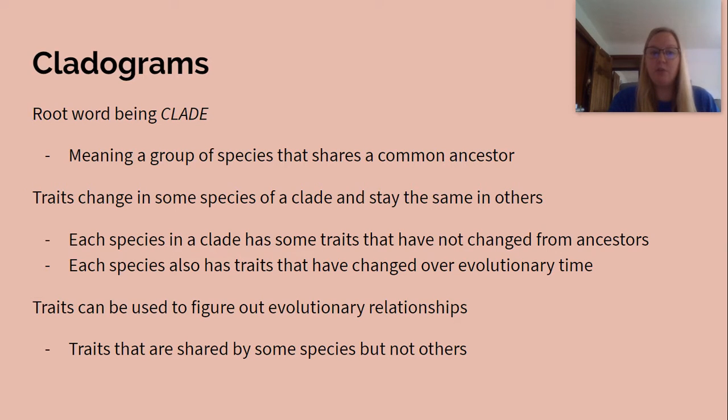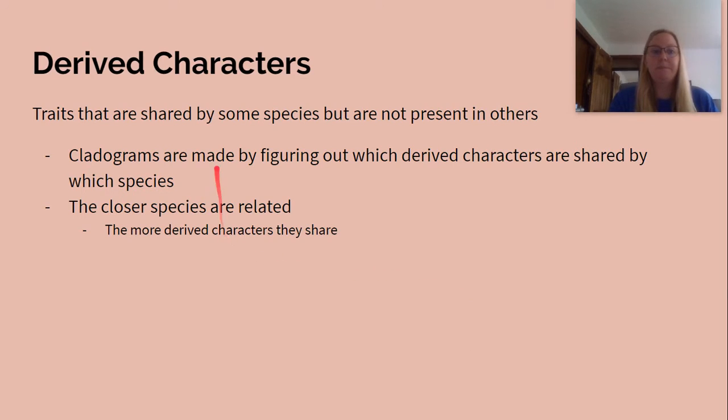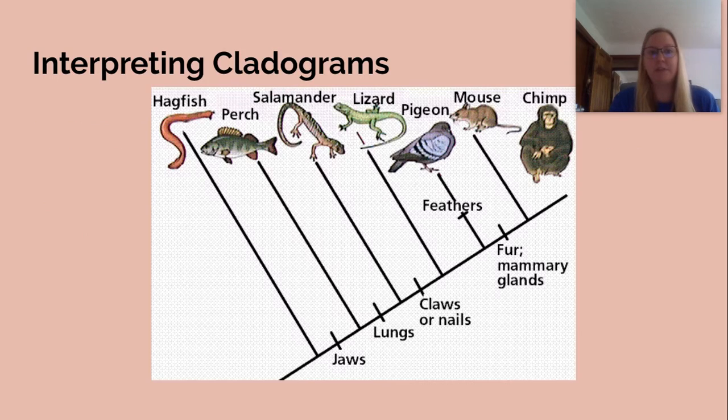Traits can be used to figure out the evolutionary relationship between these organisms, and traits that are shared among some species but not always others. These traits we call derived characters. They are shared by some species, but not present in others. Cladograms are made by figuring out which derived characters are shared by which species. The closer the species are related, the more derived characters they have.